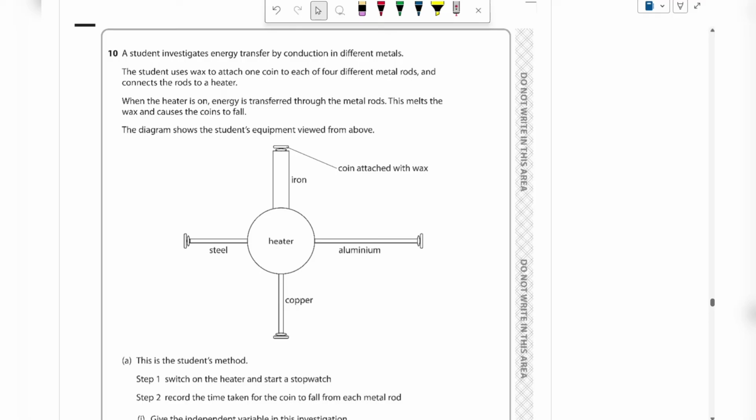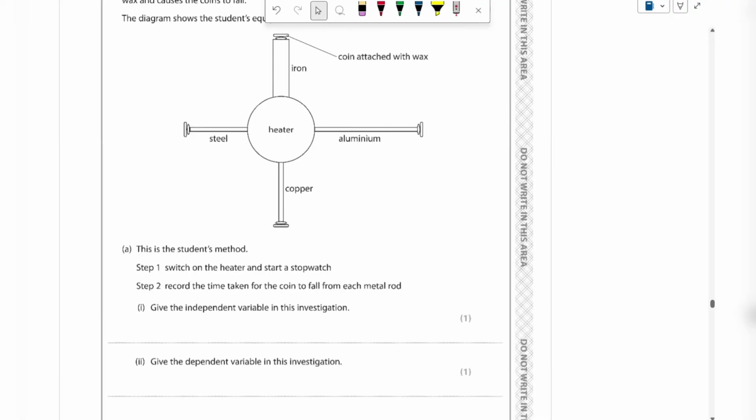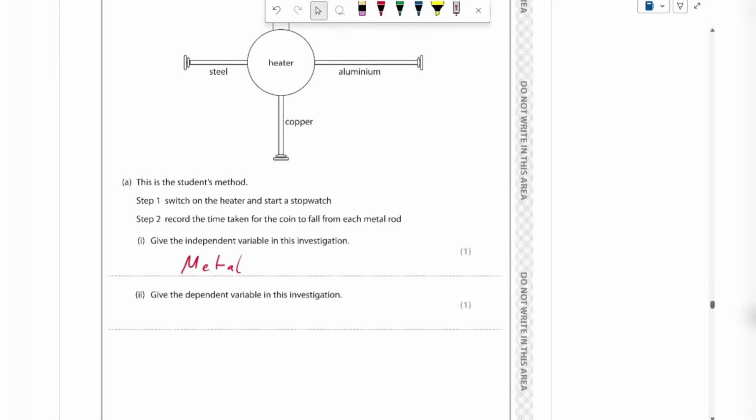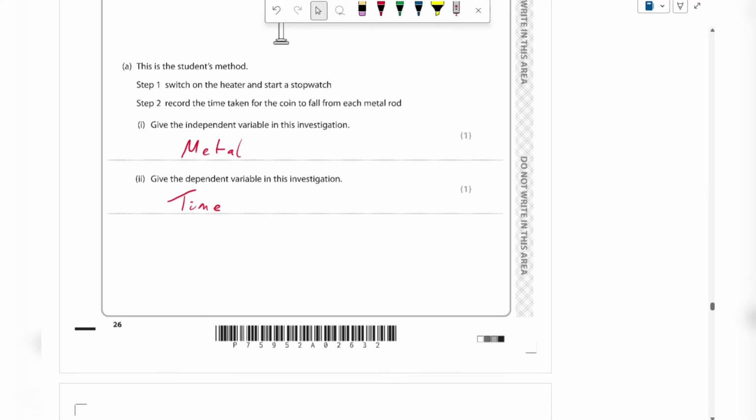Conduction, again, hopefully something you've seen in school. We've got a heater, all these metals, a bit of Vaseline on the end of each, and some sort of pin, coin or something like this. Independent variable, what do you change? You're changing the metal, the material. What is the dependent variable? This is what you measure. You measure the time.